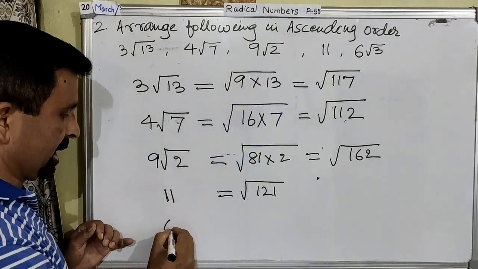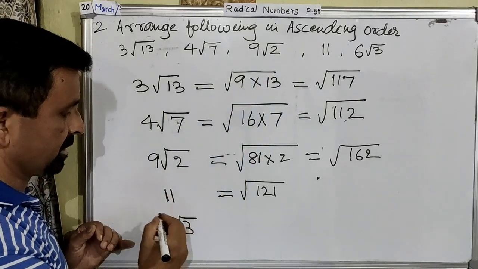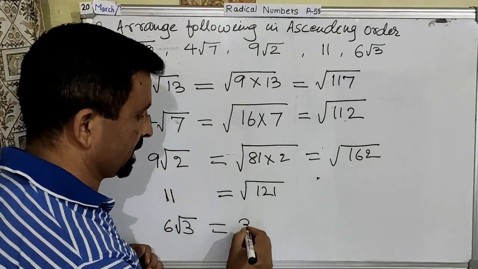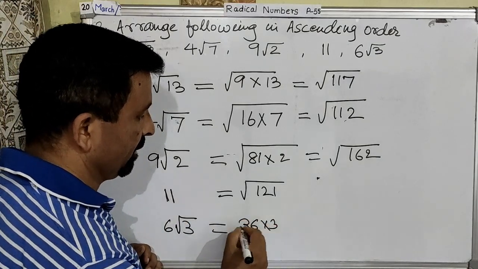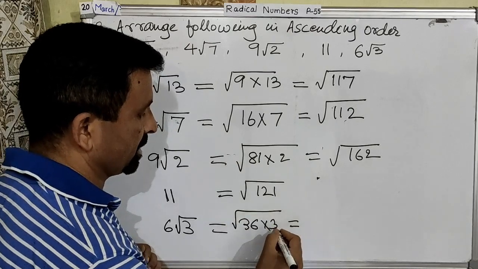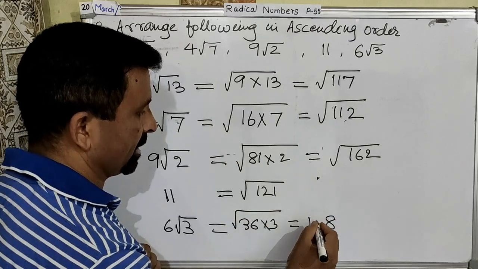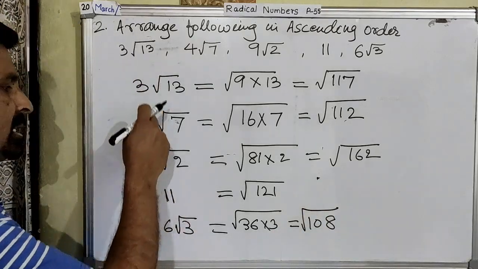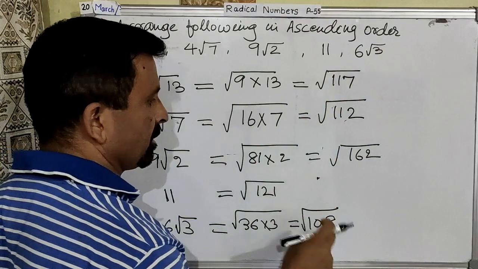Last one is 6 root 3. This is equal to, now the square of 6 is 36, into 3. Right? So this is how much? 6 3s are 18, and 6 3s are 18, and 1 carried, that is 108. This is your complete radical number. So all these mixed radical numbers we have now converted into complete radical form.